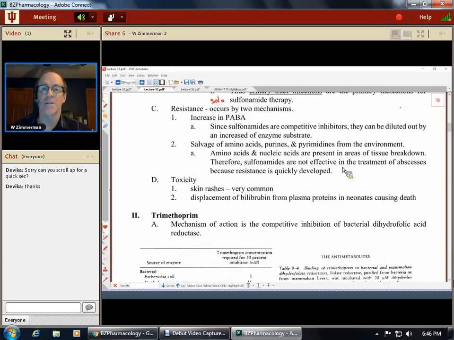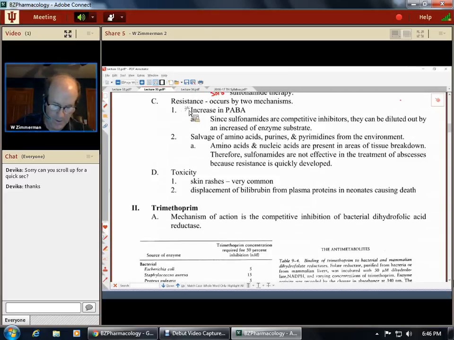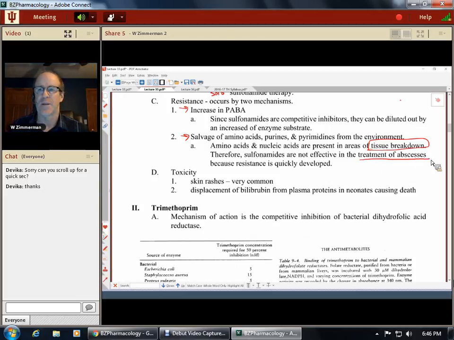Let's see, resistance. I mentioned this on the previous page, but there is an additional mechanism. There's the increase of PABA, but there's also salvage of amino acids, purines, and pyrimidines from the environment. So, particularly in an area where there's a lot of tissue destruction, you get a lot of tissue breakdown. The bacteria start just using what's there rather than worrying about having to make amino acids and nucleic acids. So, if you're talking about treatment of an abscess, these drugs will not work well.